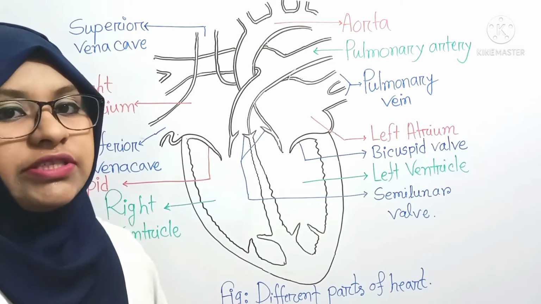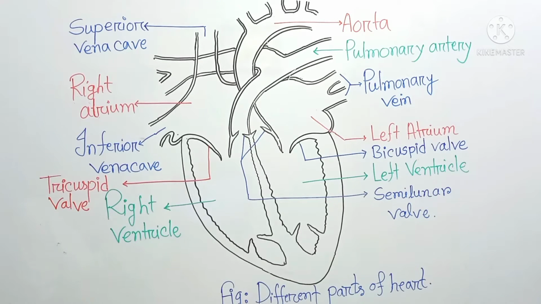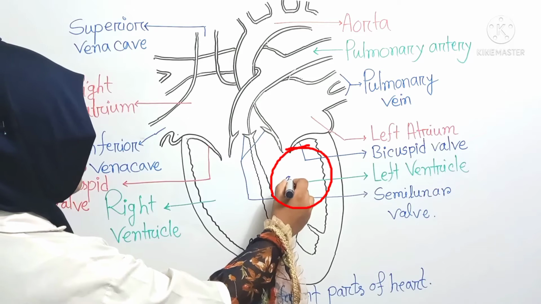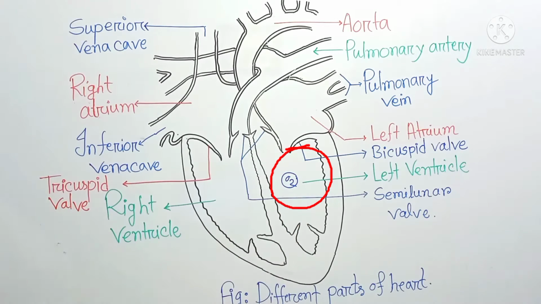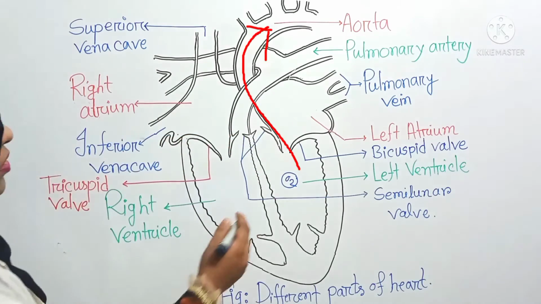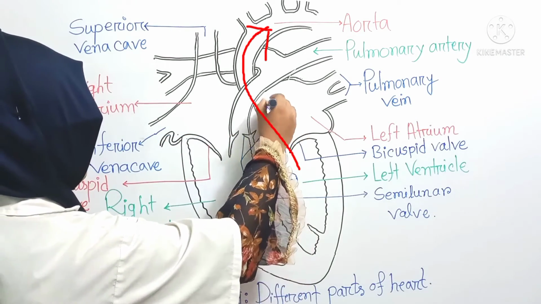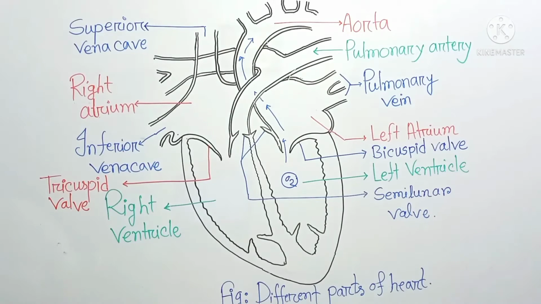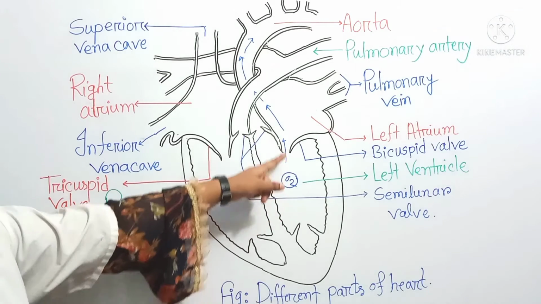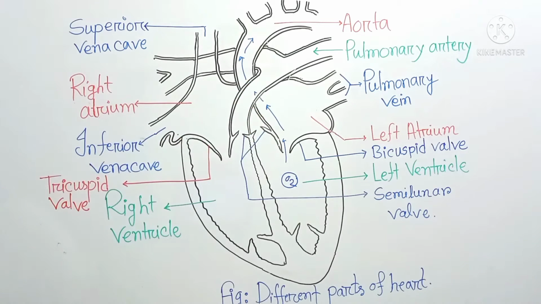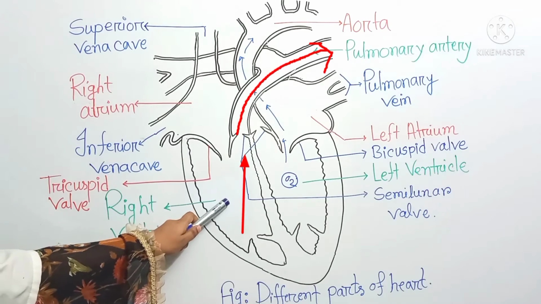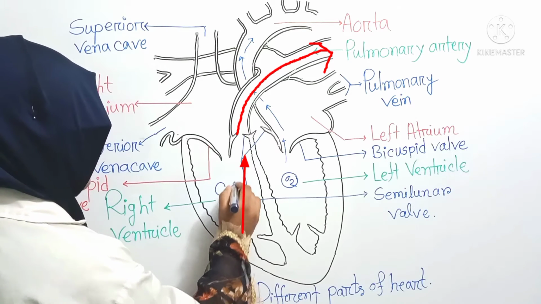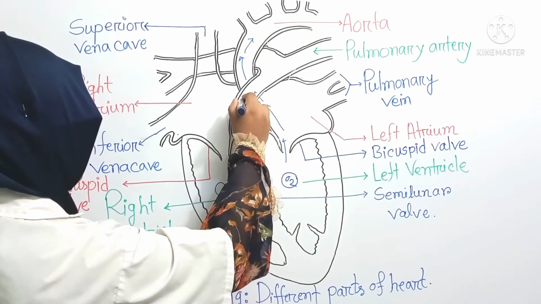At that time, the oxygenated blood reaches from the left ventricle to the aorta, and carbon dioxide rich blood from the right ventricle to the pulmonary artery.